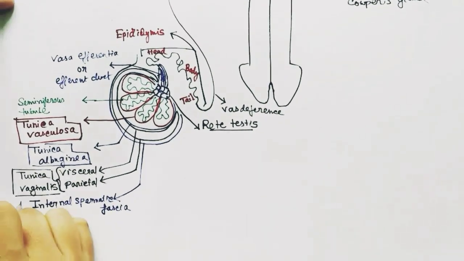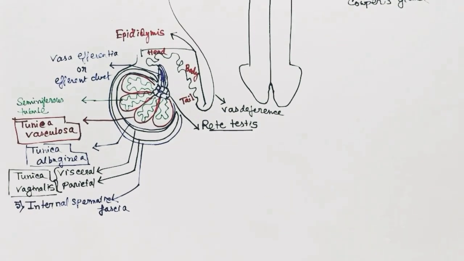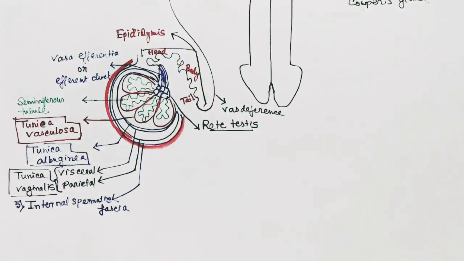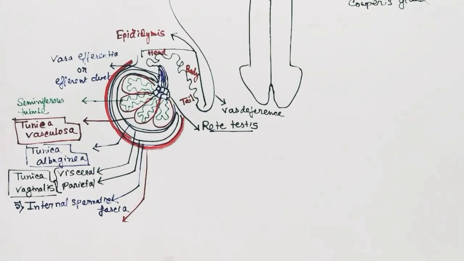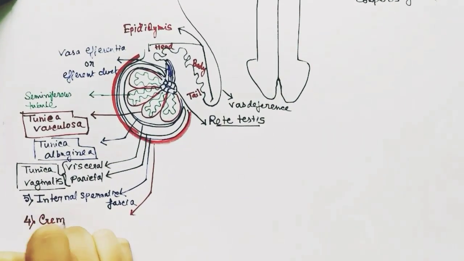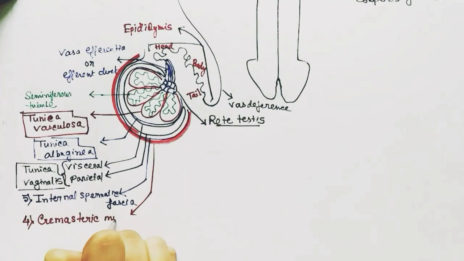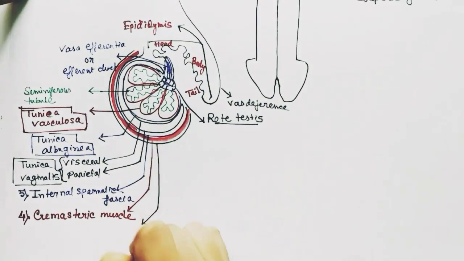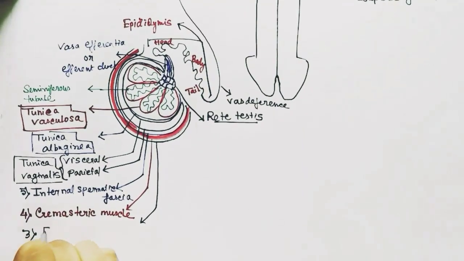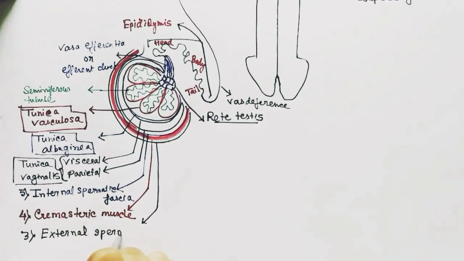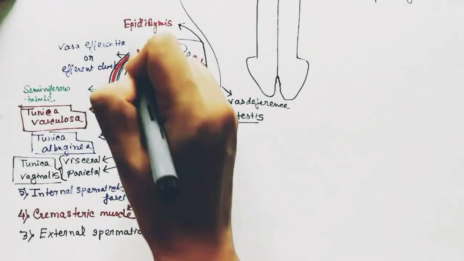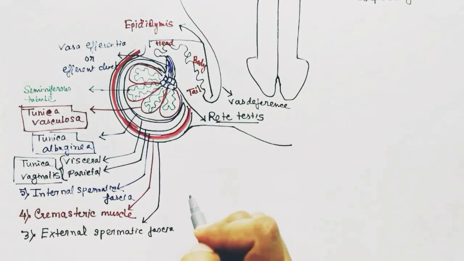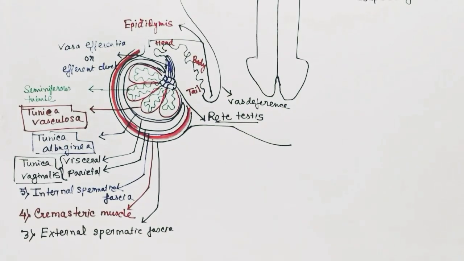And above this internal spermatic fascia, there is a muscle layer present. This muscle layer covers each testis separately. This is called the cremasteric muscle or cremasteric fascia. This is the muscle layer. Above the cremasteric muscle, there is another layer which is called the external spermatic fascia. This fascia, or layer, covers both the testes.